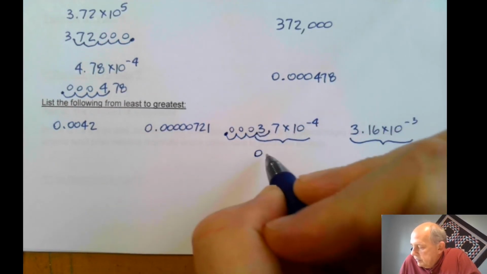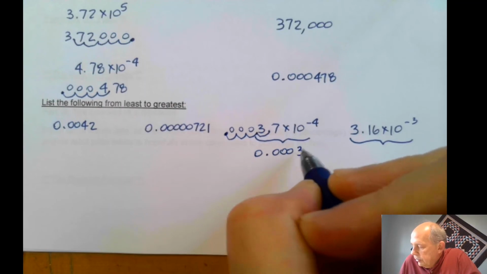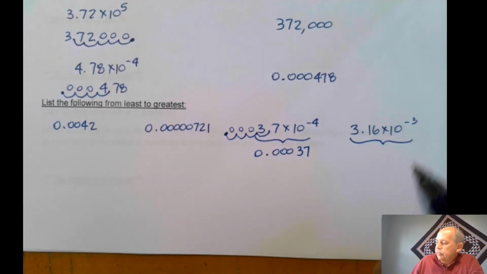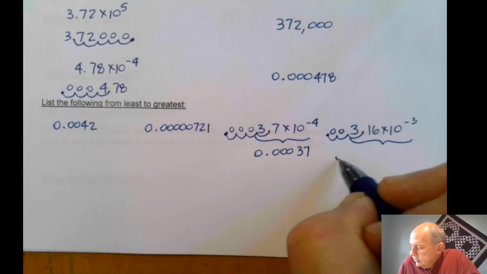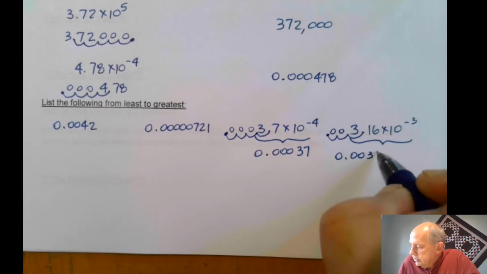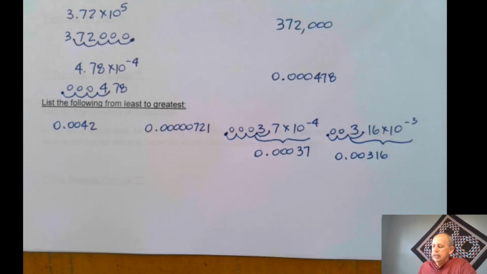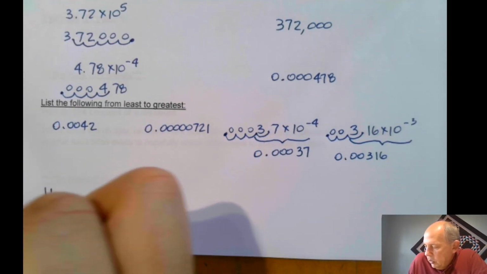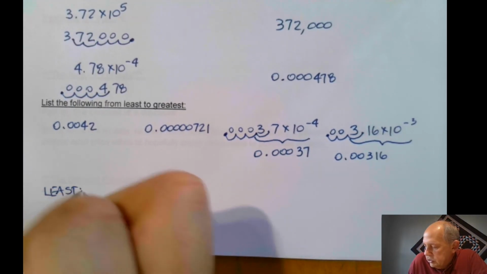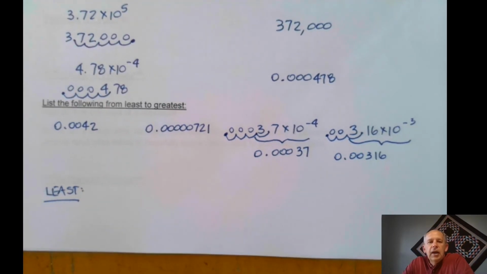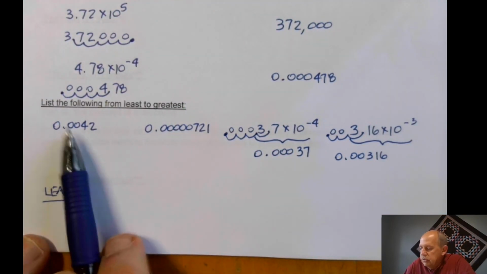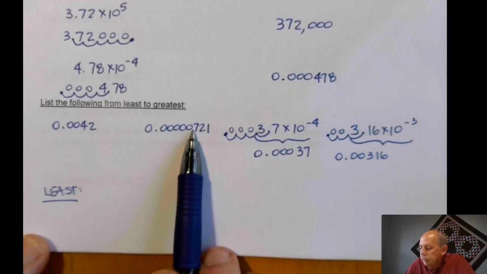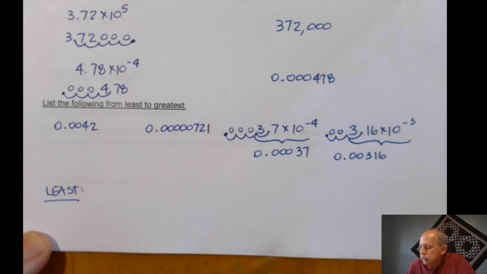I'm going to have 0.00 0.037, 1, 2, 3, 2 zeros, 0.00316. Now, what do I have to do now? Well, I am going to start with my smallest number, and I'm going to take a look at the value with the most zeros after the decimal. I have 2 zeros, 1, 2, 3, 4, 5 zeros, 1, 2, 3 zeros, 1.